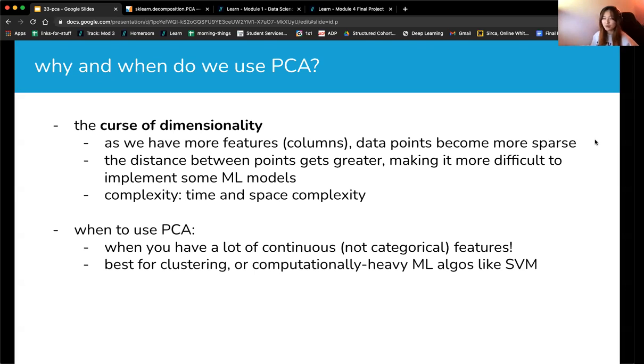I will say with PCA, you also do tend to lose some information, and we'll talk about that information loss at the end as well. But yeah, next slide is going to be about how the calculation of PCA works. So any questions before that?